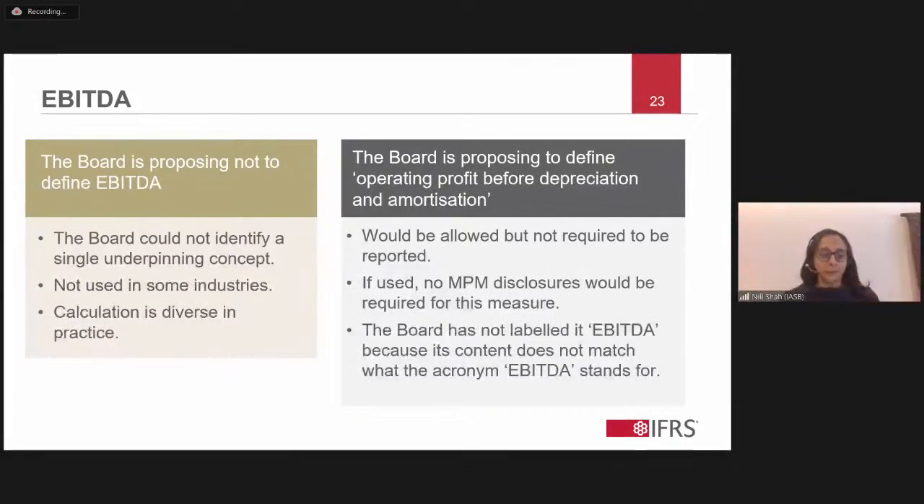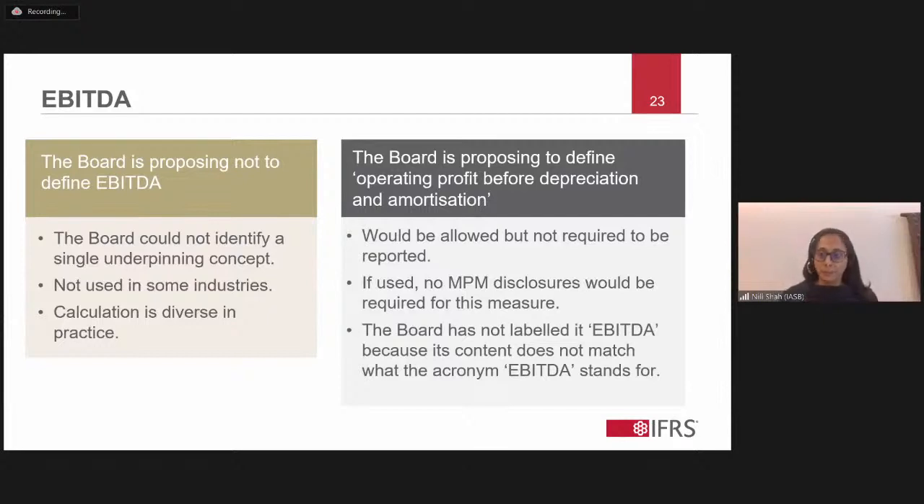And so starting with that first question about why is EBITDA not defined, if you look on the left-hand side of your slide, you'll see a couple of reasons. The main one really is that the board could not identify a single underpinning concept. Some investors think about EBITDA as a performance measure, some think of it as a liquidity measure, some think of it somewhere in between. There are lots of different views on what exactly EBITDA is, which made it quite difficult to try to nail down a concept for it.